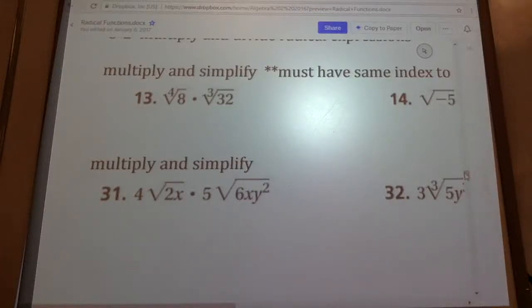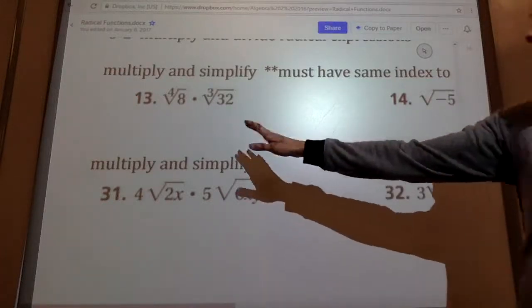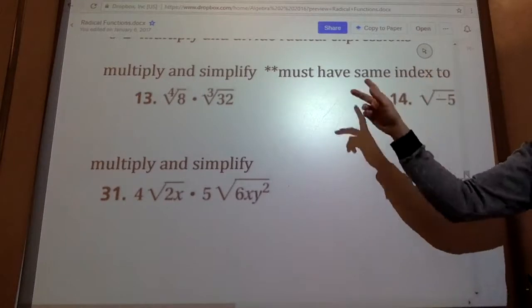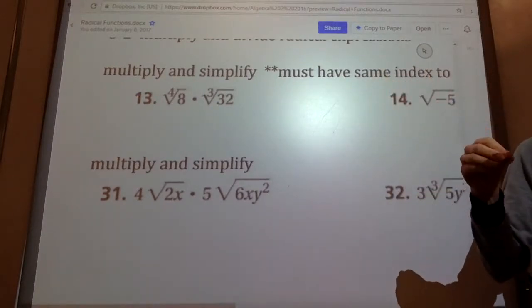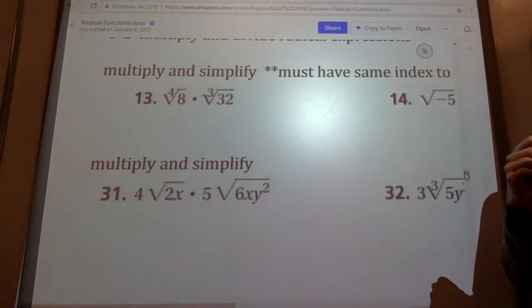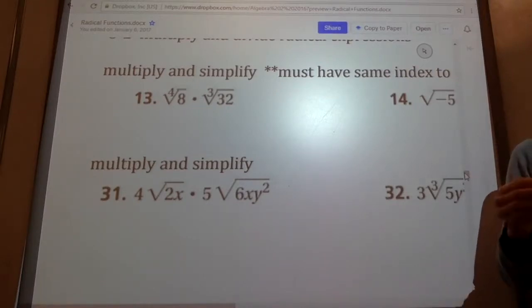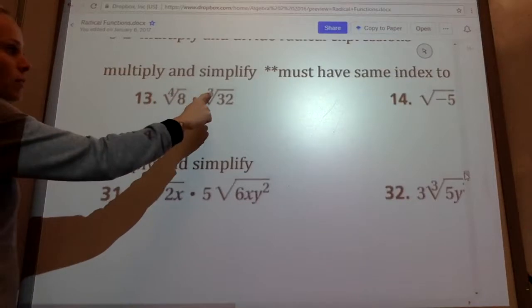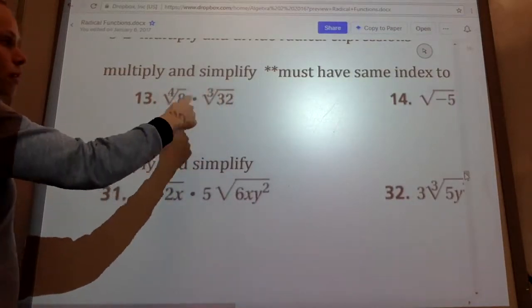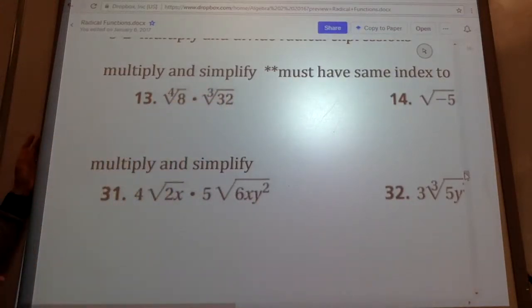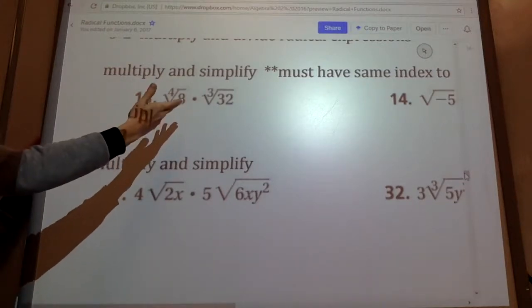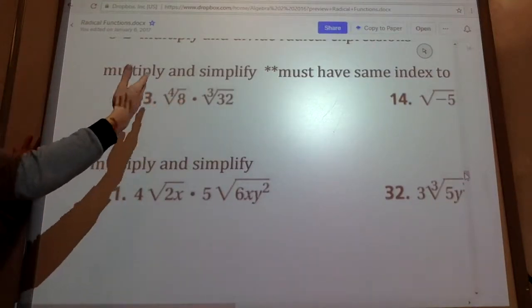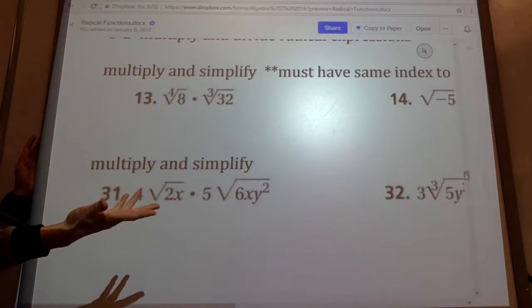So the first thing, when you are multiplying radicals, the big rule is you have to have the same index. Okay, you have to. If you do not have the same index, you cannot multiply them together. See how this one is a fourth root and this one is a cube root? You cannot multiply those together. The only thing I could do with this problem is to see, could I simplify either one of them?